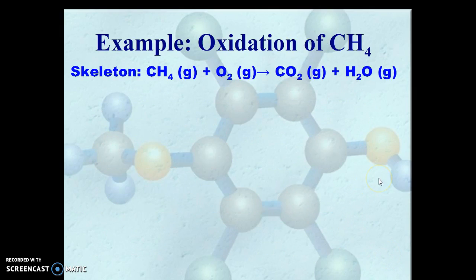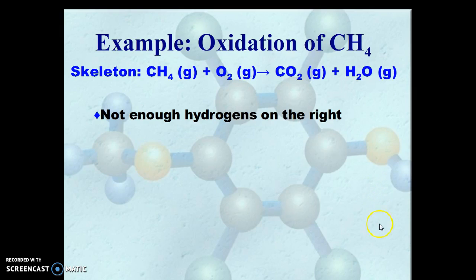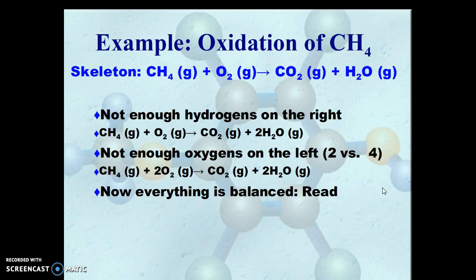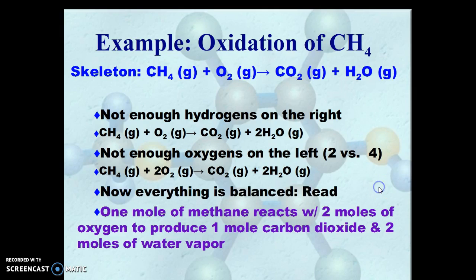Let's go to the oxidation of methane. Methane reacts with oxygen to form carbon dioxide and water. We have more combustion reactions on a separate YouTube video. There's not enough hydrogens now on the right, only 2. So we double the water vapor. Now there's not enough oxygens on the left. So we double the oxygens. Now everything is balanced. Let's read it together.